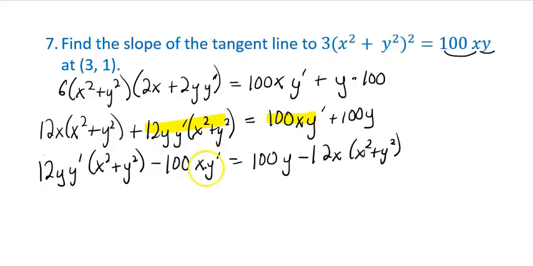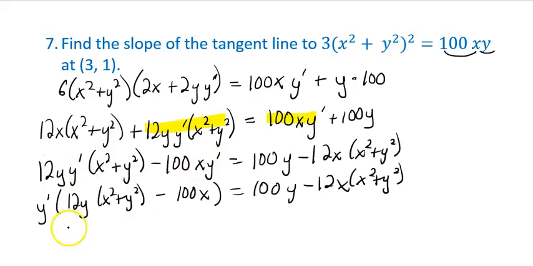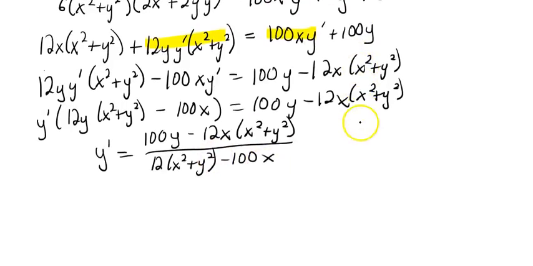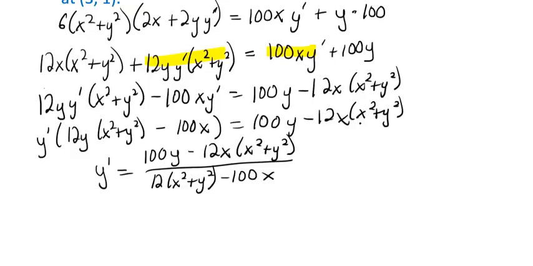And then I'm to the point where I factor out the y prime. So I just factored that out, and then I have to divide by what's left. So my y prime will be this whole right side divided by what was in parentheses. So I end up with this, and yes, that does look a little complicated, and you could distribute the 12x through or the 12 through, but that's pretty much where you end up.